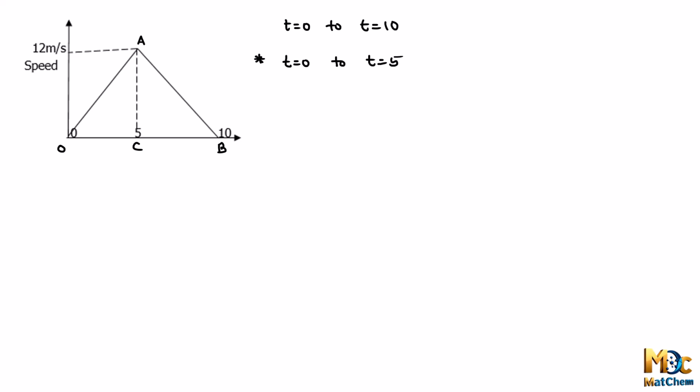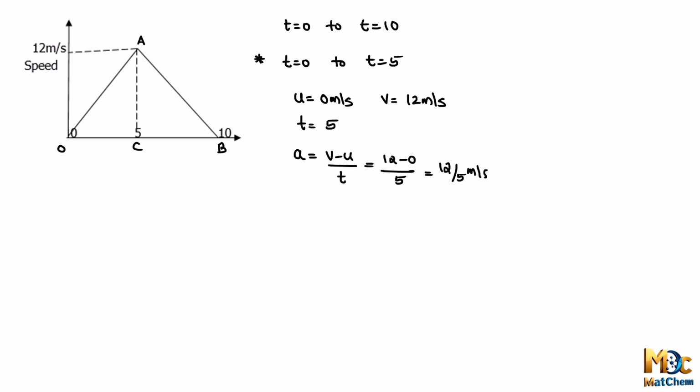That means from t equal to 0 to t equal to 5. At t equal to 0, it is starting from rest. Therefore, its initial velocity is 0 meter per second. When it reaches 5 seconds, the speed has increased to 12. Therefore, the final velocity is 12 meter per second. Time taken is 5. So what would be the acceleration? Acceleration is equal to (v minus u) upon t, that is 12 minus 0 divided by 5. Therefore, acceleration is 12 by 5 meter per second squared.